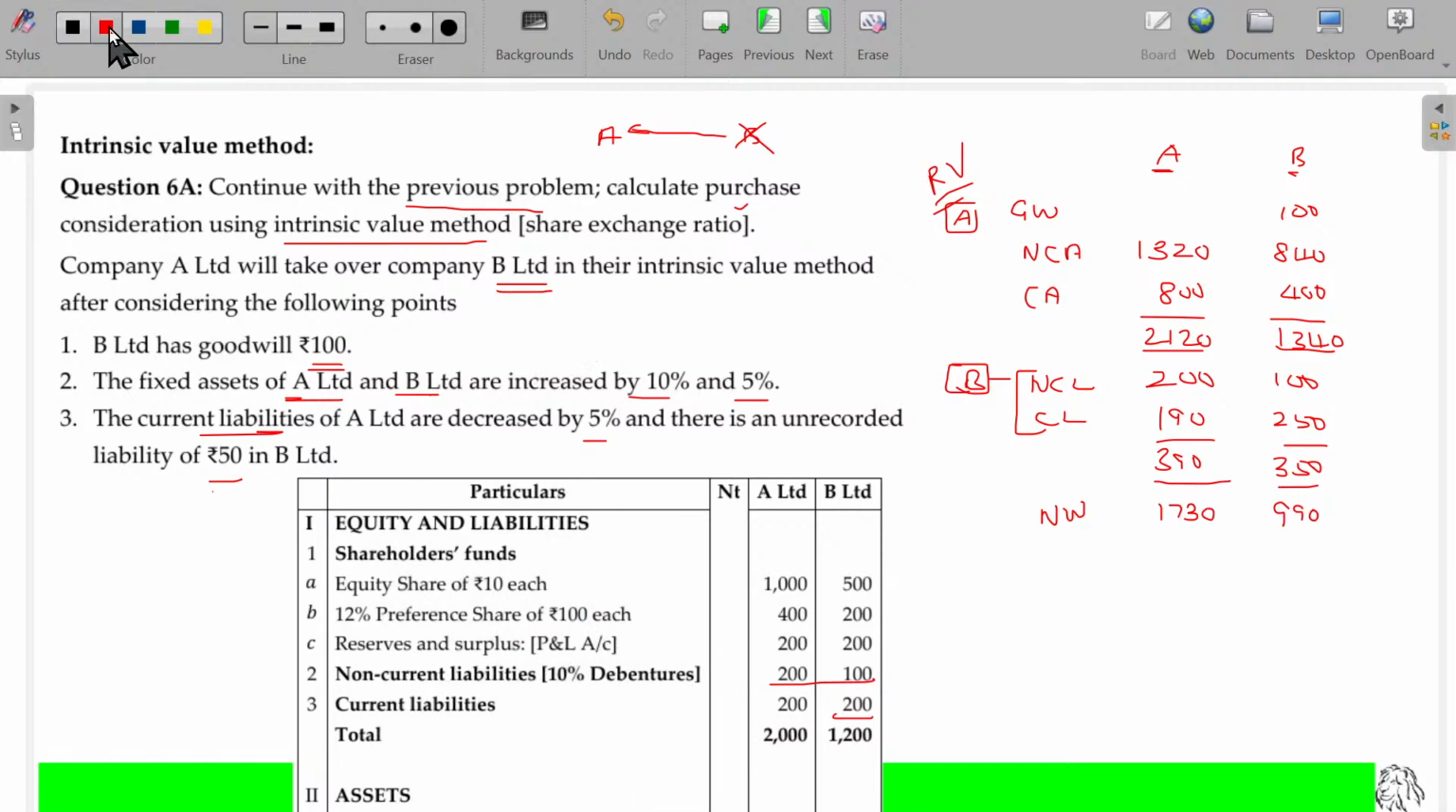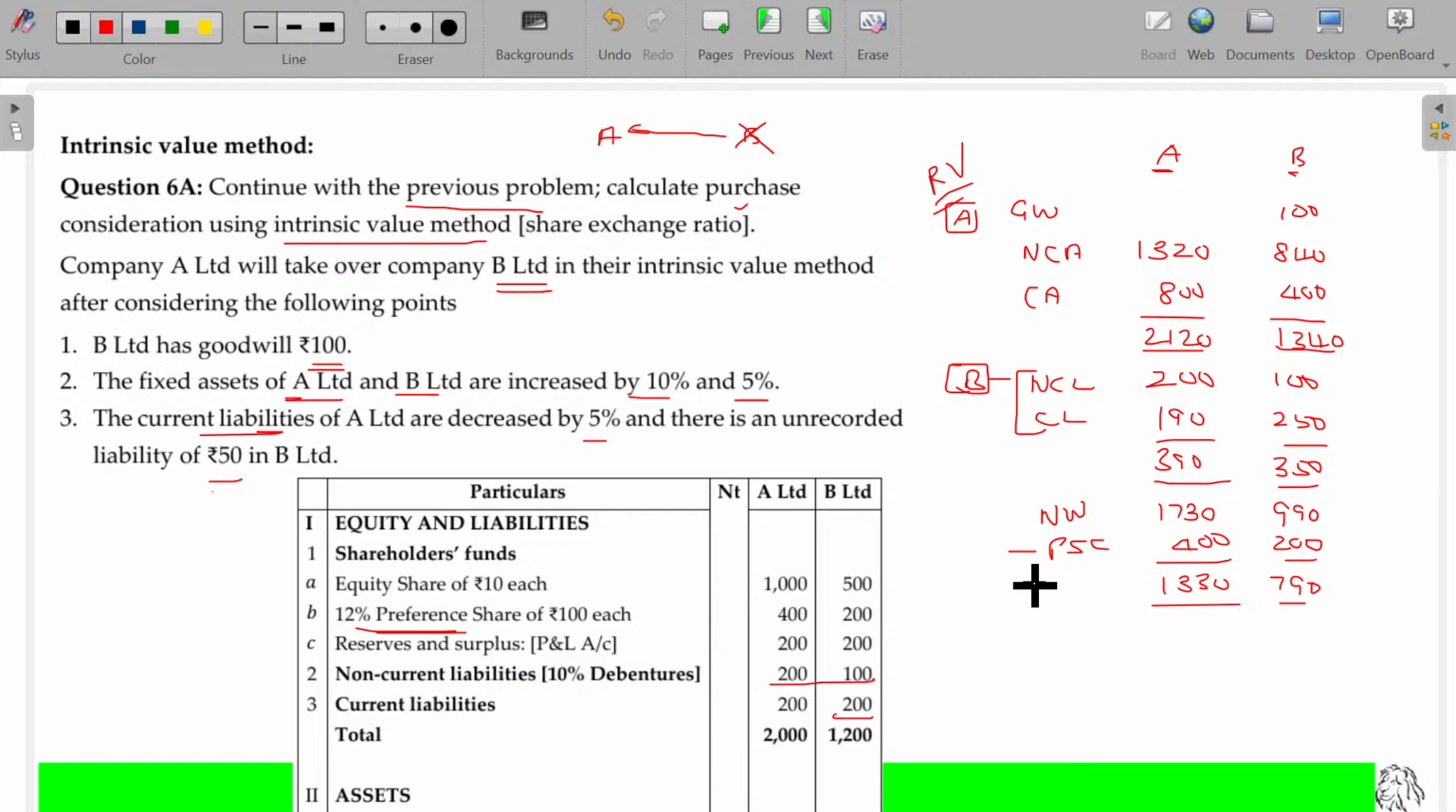How many shares are there? You have to subtract the preference shares also. Sorry, we have been given preference shares, because I am going to calculate the value per equity share. So in that case, preference shares should also be removed. So we will be finding the value only for the equity shareholders. So now I am going to subtract the preference share capital, which is 400 and 200. The ultimate value for the equity shareholders being 1,330 and 790.